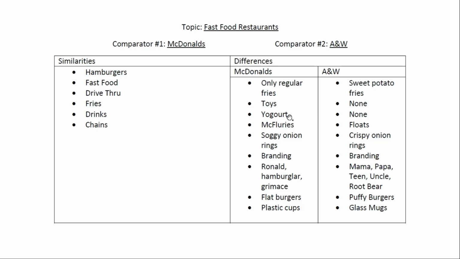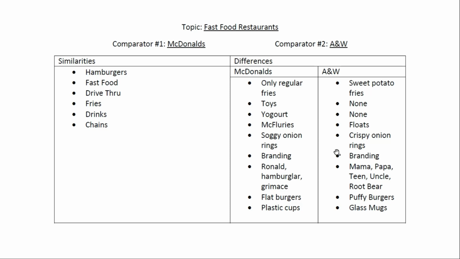Adding on to that, we saw that McDonald's has yogurt as a choice for the Happy Meals, whereas at A&W there is no yogurt available. McDonald's has McFlurries, which is sort of an ice cream, well, it's not really ice cream, ice treats, dairy-based dessert. A&W does not have that, but they do have root beer floats, so that's something that McDonald's doesn't have. One of the students mentioned onion rings, and they said that McDonald's doesn't have very good onion rings. They're soggy. A&W's onion rings are crispy.